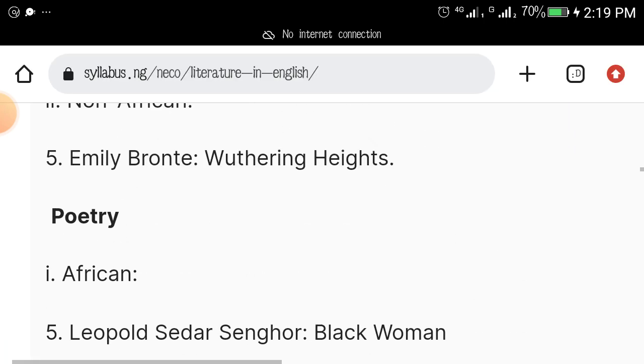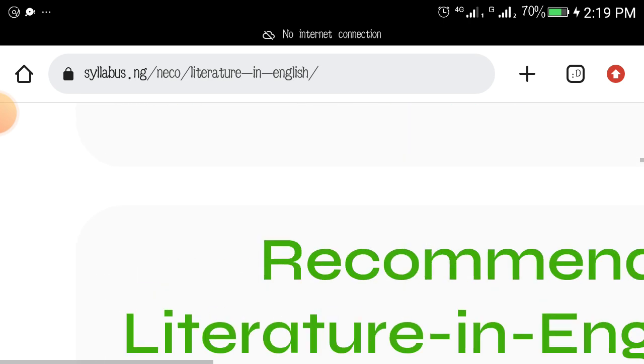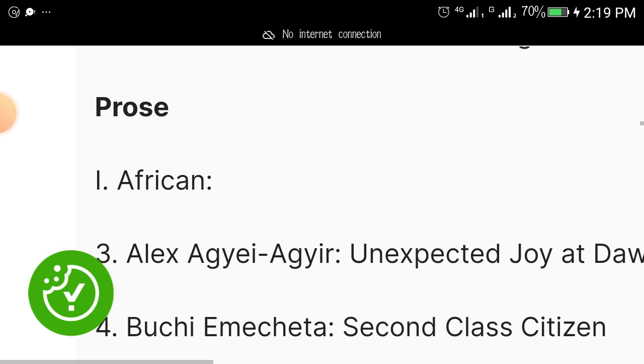What I showed you now are the books, the literature texts that will come out. So as you prepare, read them up. Don't wait until the exam. The exam is already here. Read them up. Africa, Wole Soyinka, and all the rest.